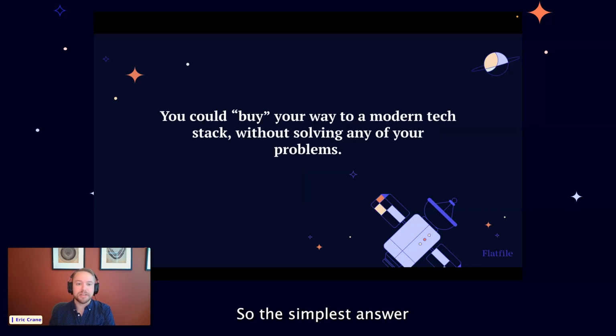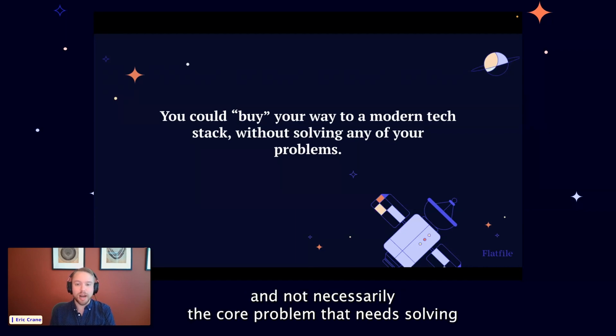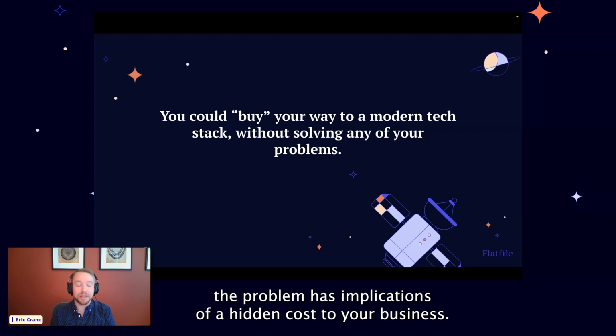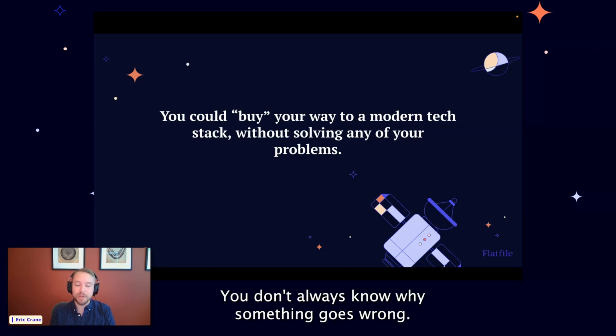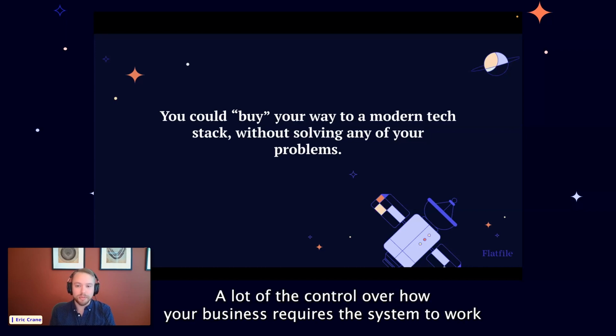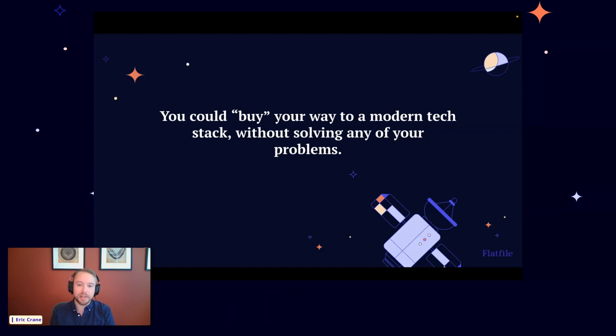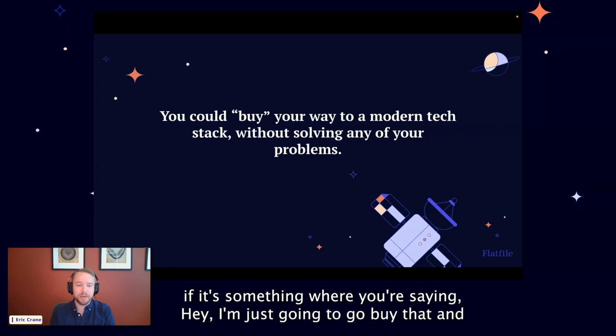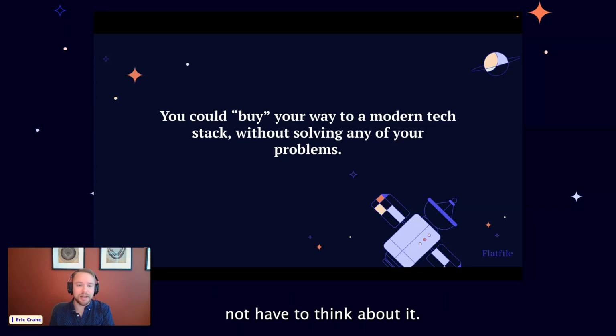So the simplest answer might be, I'll buy that. But that's really focused on the solution, whatever the software does, the invention itself, and not necessarily the core problem that needs solving. And making a trade-off towards not having to think about the problem has implications with a hidden cost to your business. You don't always know why something goes wrong when it does. You cede a lot of the control over how your business requires the system to work. And you can't rapidly respond to business changes a lot of times if you're saying, hey, I'm just going to go buy that and not have to think about it.